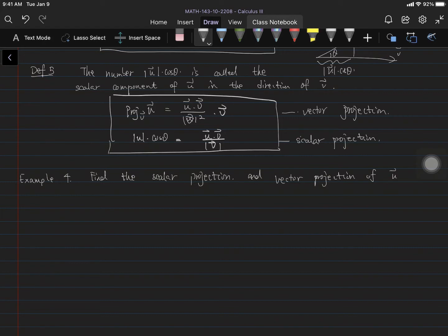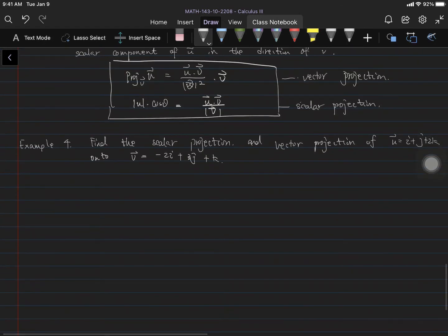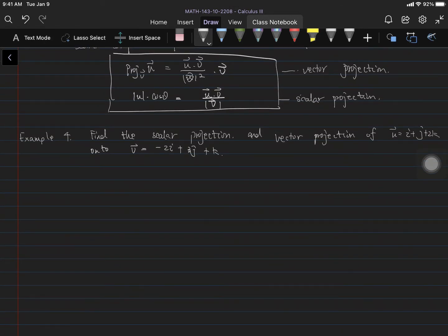of the u vector i plus j plus 2k onto v vector, which is negative 2i plus 3j plus k. Okay, now let's take a look. We can find either one first, doesn't matter too much. Let's find scalar projection, that is u length times cosine theta, equals u dot v over length of v, by using the formula, the second one.